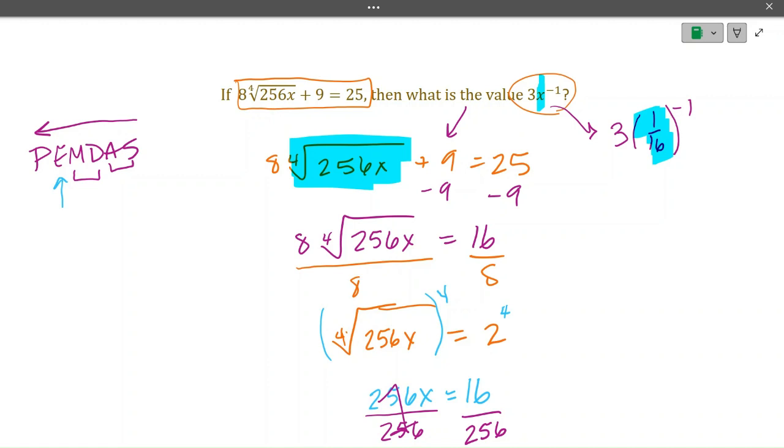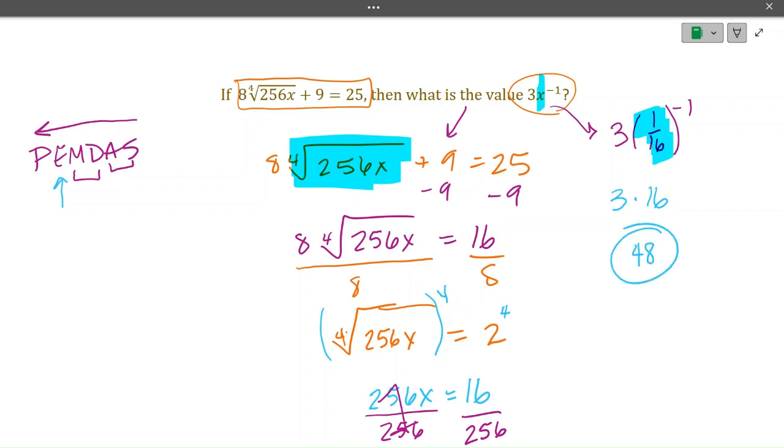What I know about negative exponents is this turns this into 3 times 16. Remember, the power of a negative changes the location of the values in a fraction. In this case, 16 is in the denominator, so it moves to the numerator, and the 1 moves to the denominator. At any rate, that gives me 3 times 16, which is 48.